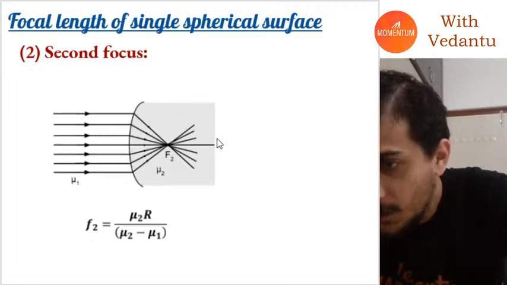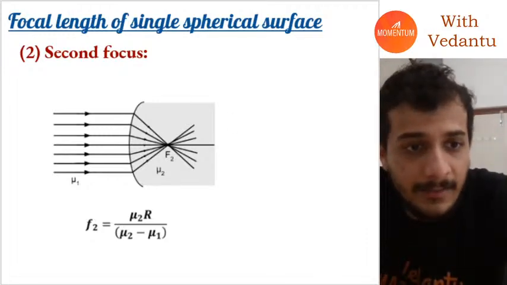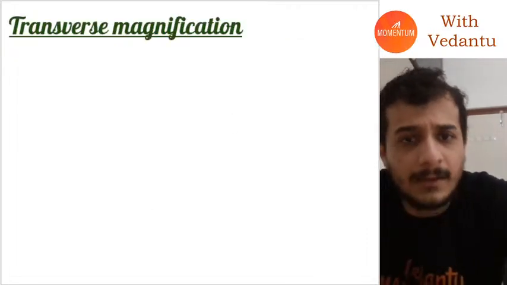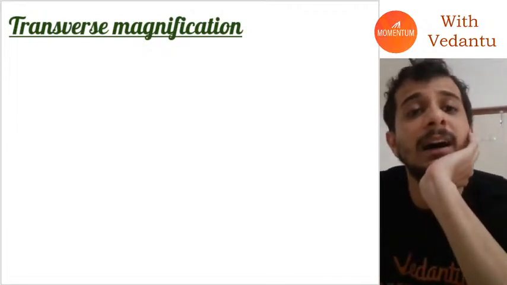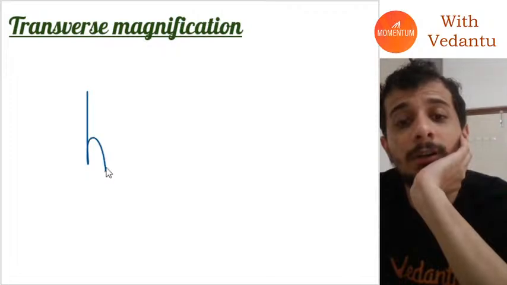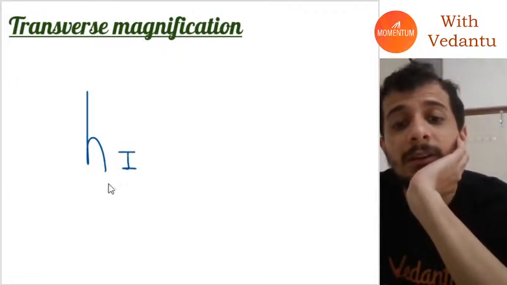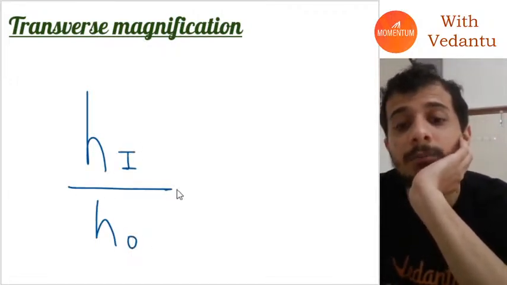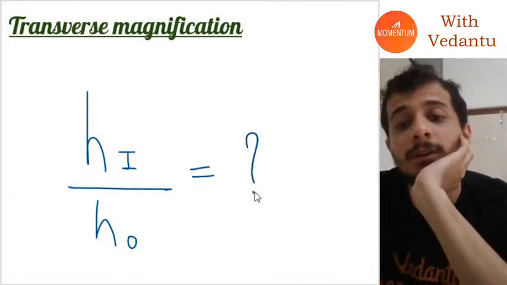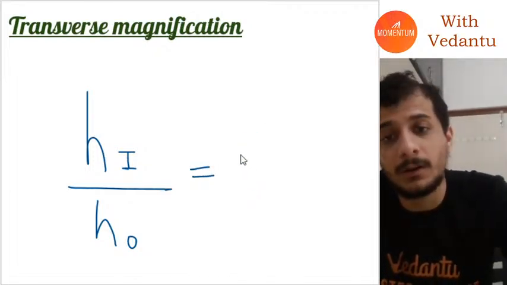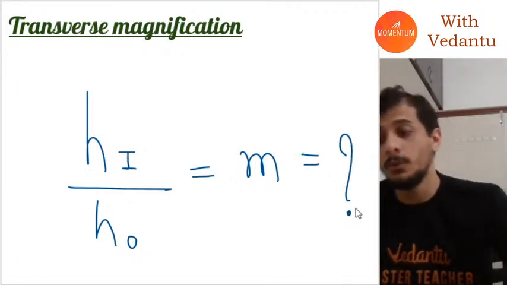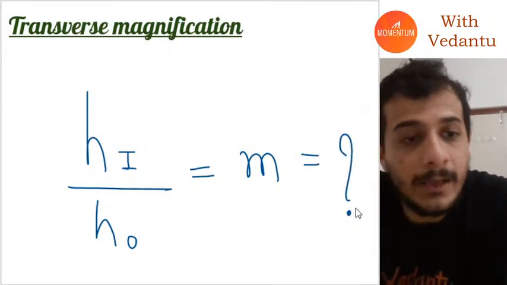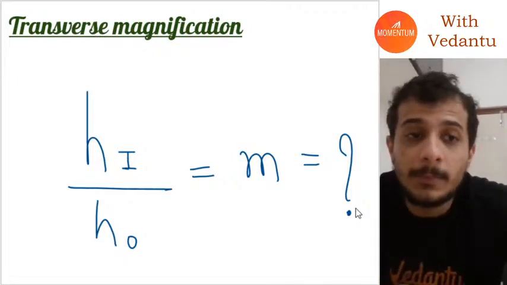Alright, next is transverse magnification. What exactly is transverse magnification? Basically, I want to know what is height of image divided by height of object. This is what is called transverse magnification, and I want to know its value. So how do we calculate transverse magnification, guys?